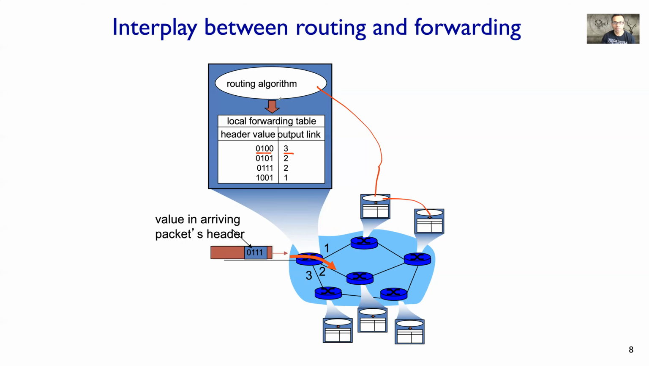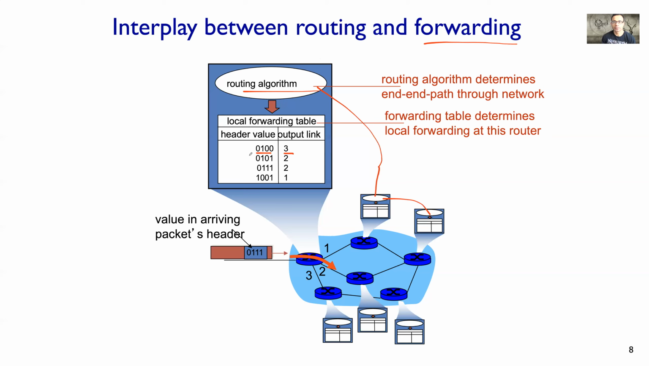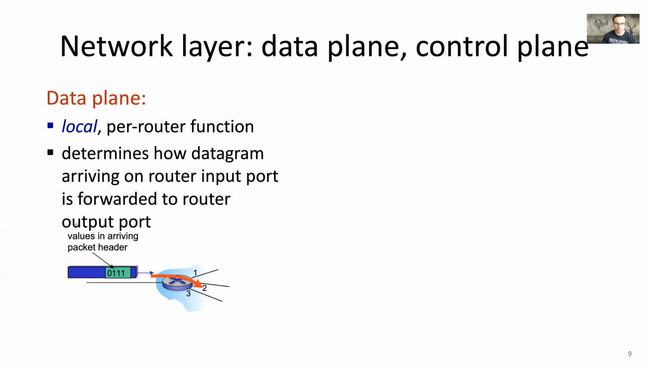This process of looking up the header within the forwarding table and figuring out where the packet goes and pushing it out is referred to as forwarding. But the way this forwarding table is actually populated is done by the routing algorithm. They work hand in hand. And I'm just stressing that forwarding is a local decision, whereas routing is a global decision, and all routers on the network participate in determining these optimal paths.